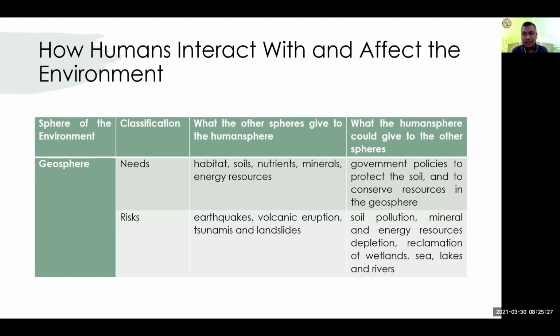Now, in terms of risk, your geosphere can actually cause earthquakes, volcanic eruptions, tsunamis, and landslides. In terms of risk, humans in return can cause soil pollution, mineral and energy resources depletion, and reclamation of wetlands, seas, lakes, and rivers.